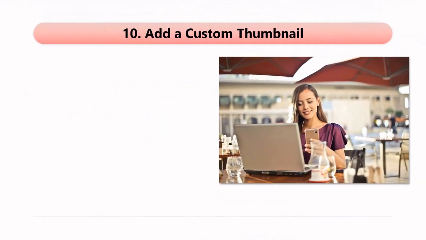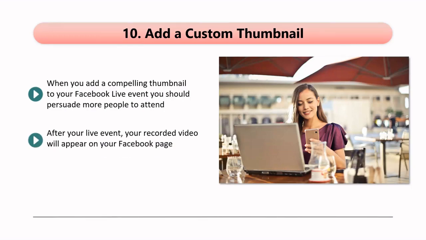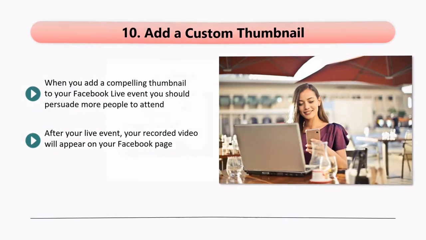10. Add a custom thumbnail. When you add a compelling thumbnail to your Facebook Live event, you should persuade more people to attend. Once your event goes live, your thumbnail is the most prominent thing that people will see. After your live event, your recorded video will appear on your Facebook page. You can then edit this post, and this is the time to add your compelling thumbnail. Facebook will choose an image from your event if you don't do this, which will probably not be as compelling as you would want it to be.